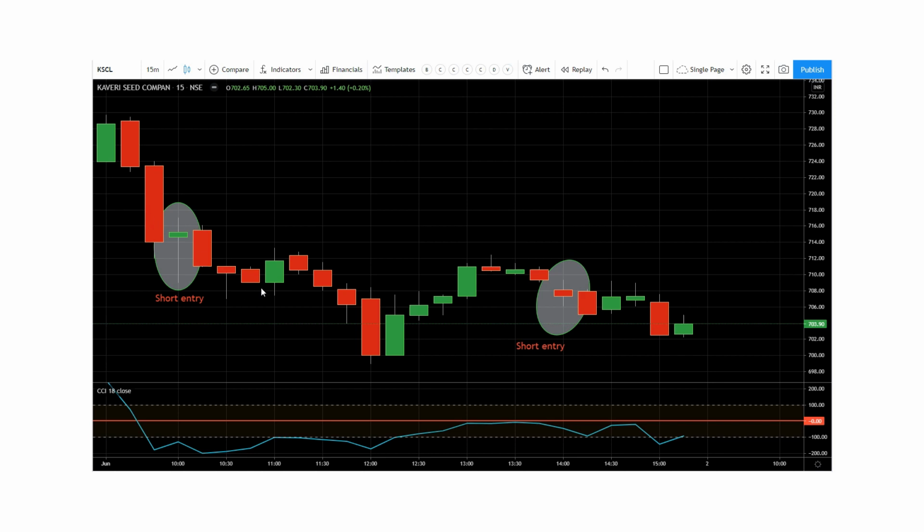Way number two was for the guys who wait for the retracement. So that is me, I belong to that category. Right, so this script moved in the downward direction in the starting of the day. We are not interested in taking a short entry when it was falling. We will wait for the retracement to happen.